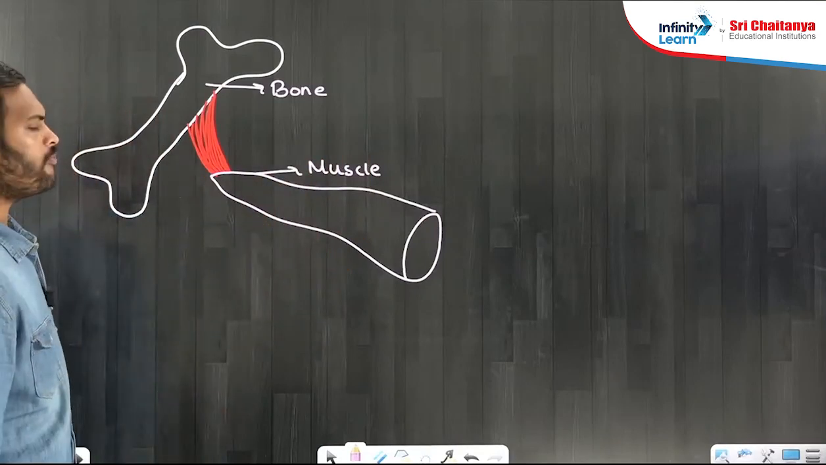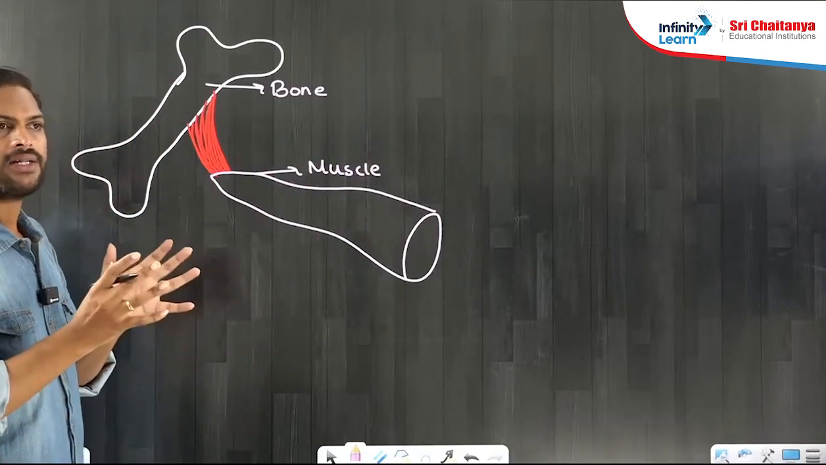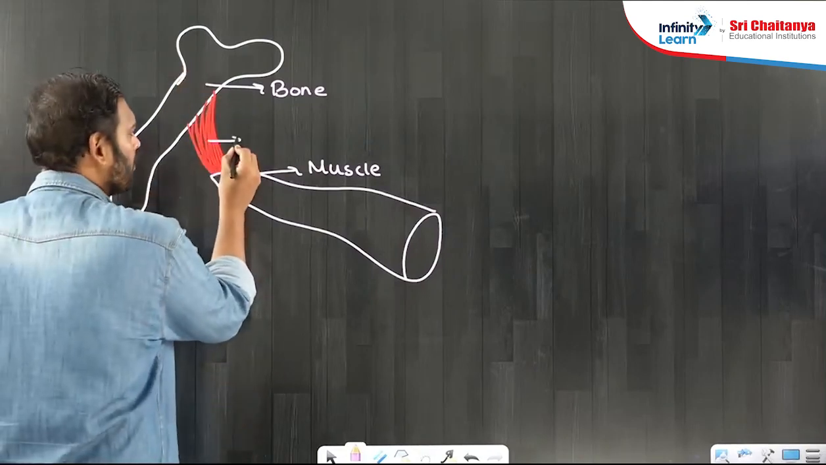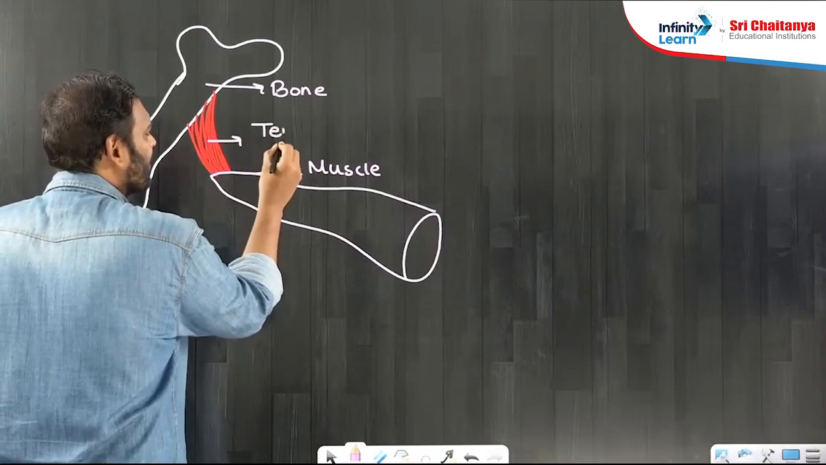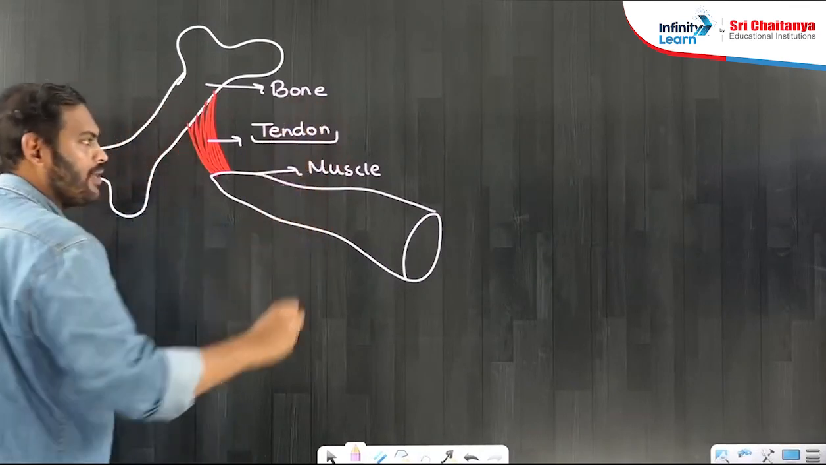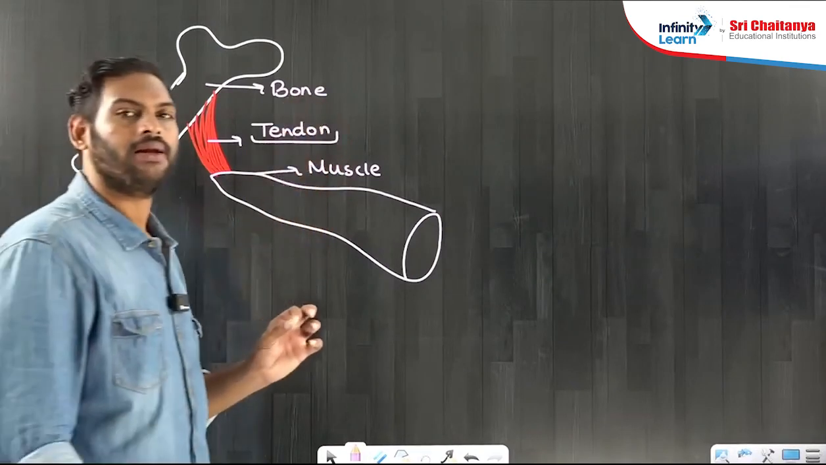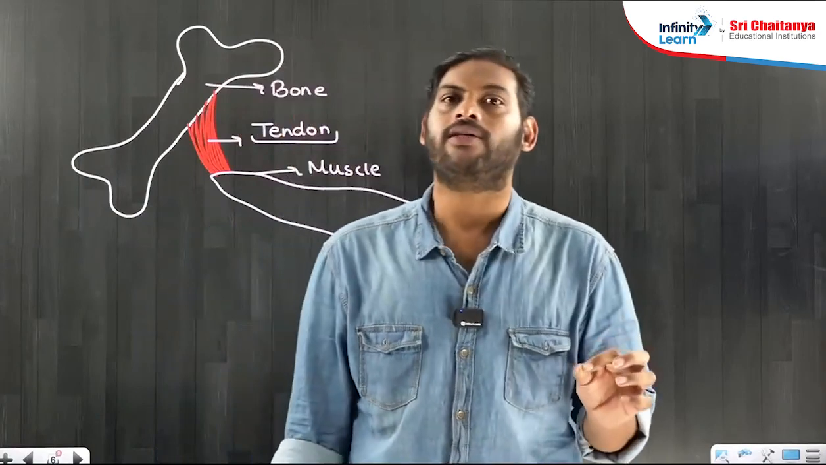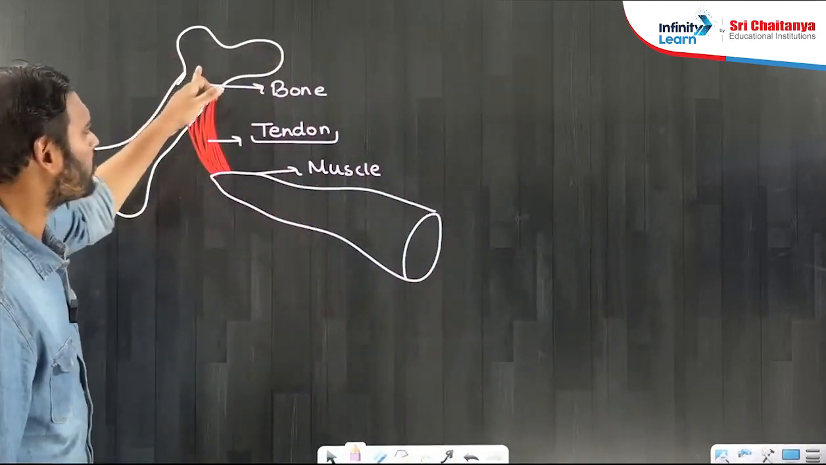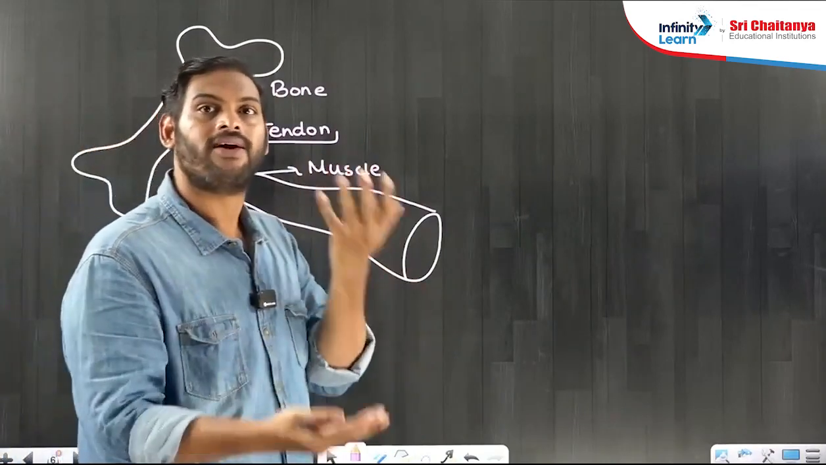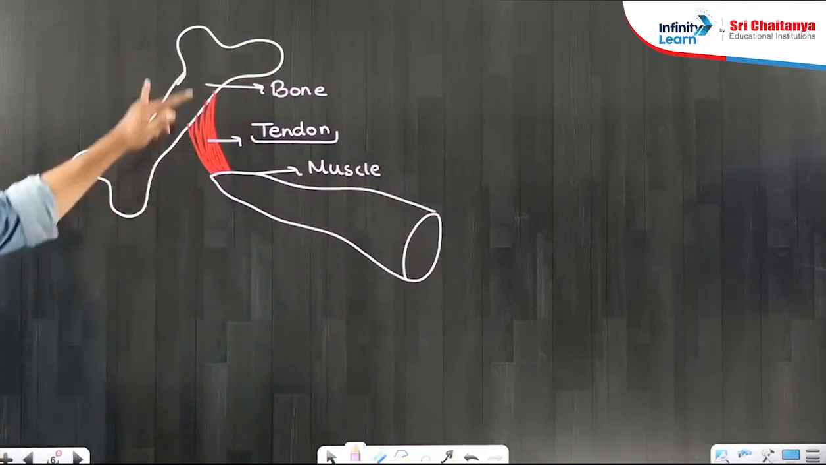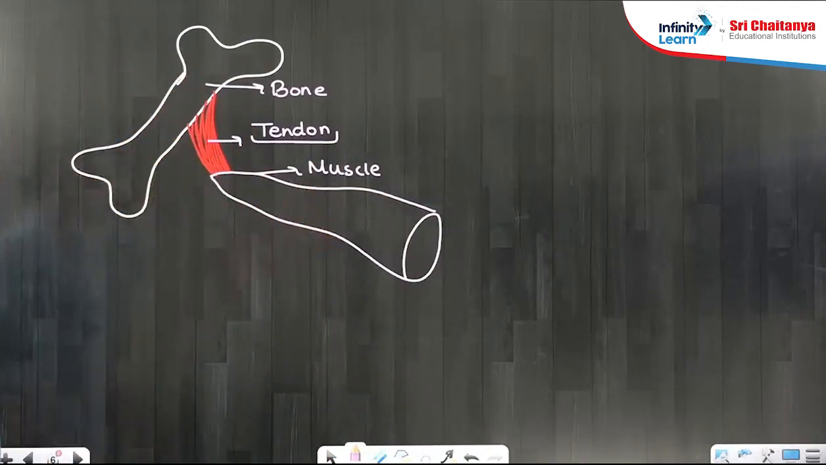Question now: which tissue is acting like a bridge between bone and muscle? That was tendon. As I told you, skeletal muscle is always attached to bone. Therefore, the energy of muscle can be given to bone, and bones can exhibit movement which can help in locomotion. Done? So bone, tendon, muscle.